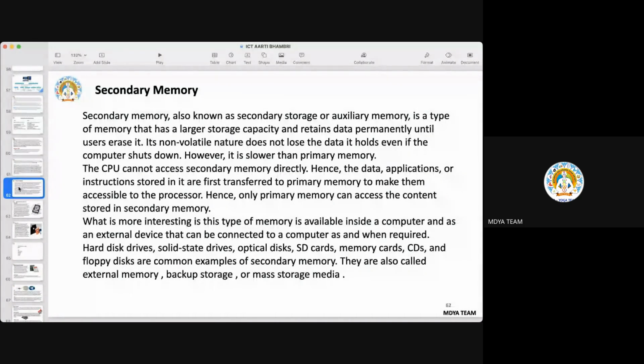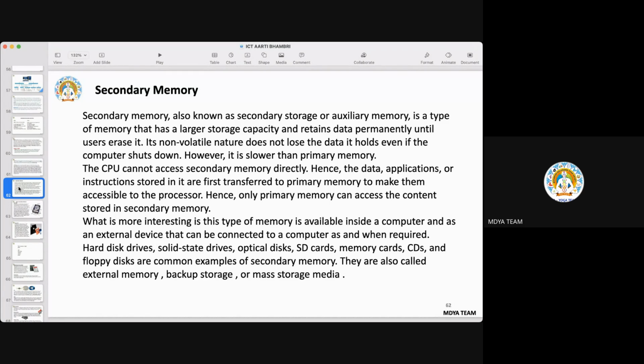The CPU needs some memory to hold a set of instructions or data. Through that memory, the CPU can access the content of the secondary memory. So data or applications or instructions stored in it are first transferred to the primary memory.